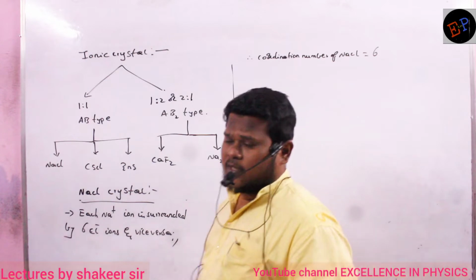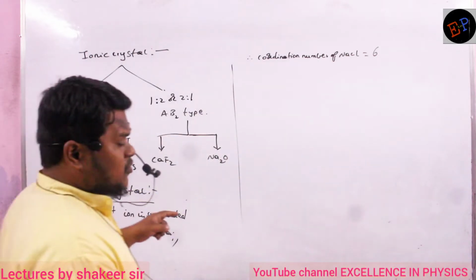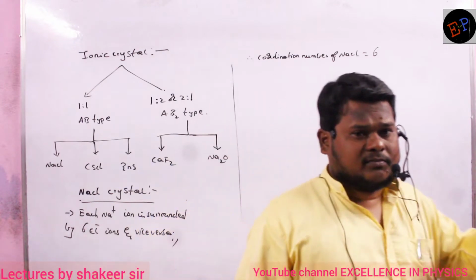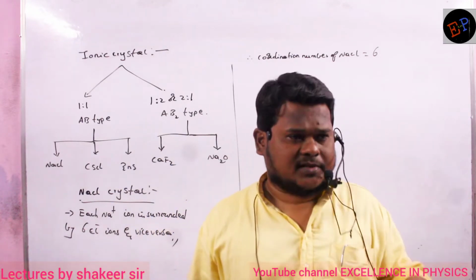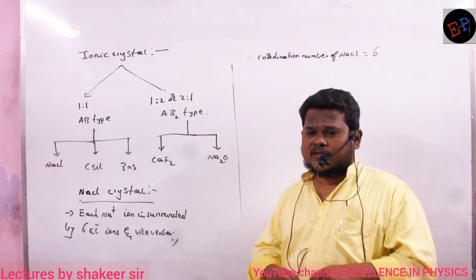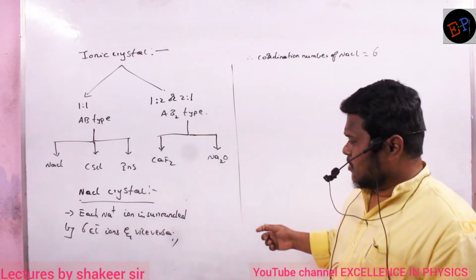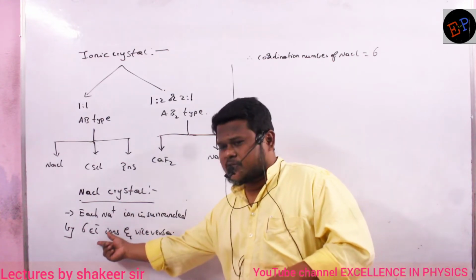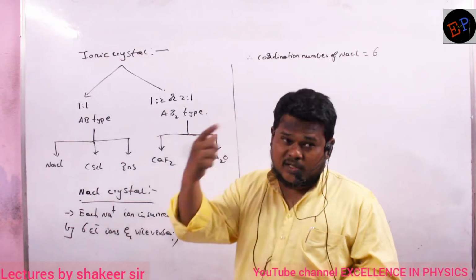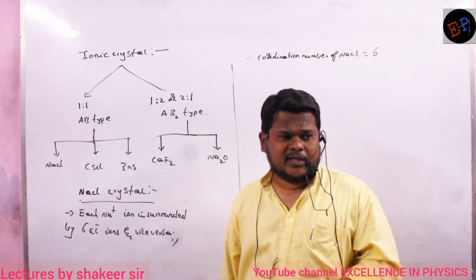And what is meant by coordination number? Already we have studied. How many atoms are surrounded by a particular ion in the shortest distance? 6 are surrounded. So each sodium is surrounded by 6 chlorine, and each chlorine is also surrounded by 6 sodium ions. So therefore its coordination number will be 6.